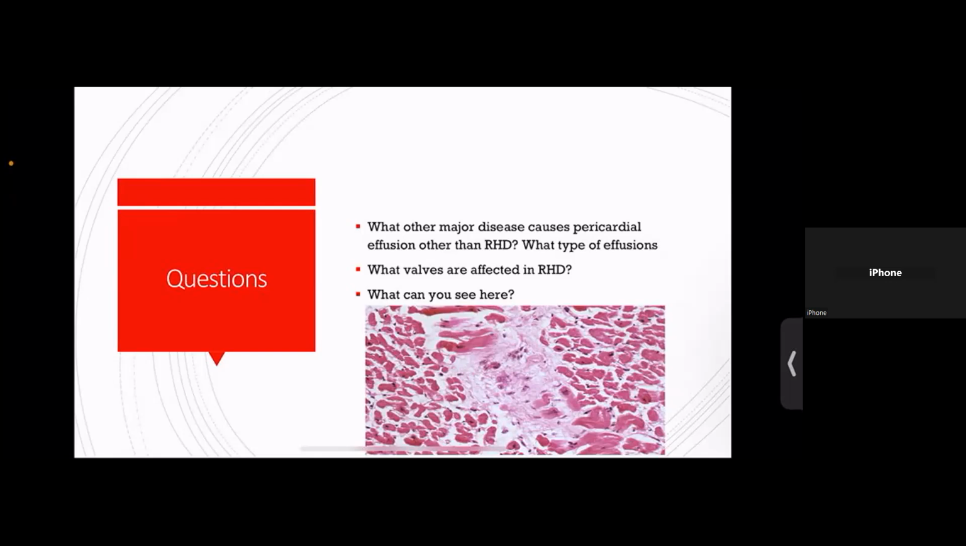Well, we said that the main valves that are affected are the mitral valves, 65%, 25% aortic, and then in combination, most of the times, almost always will be the mitral, and then the aortic, and then rarely find the tricuspid, and the pulmonic valves can also be affected. So what can you see in this diagram?